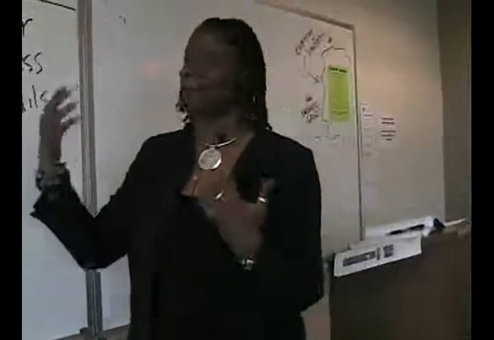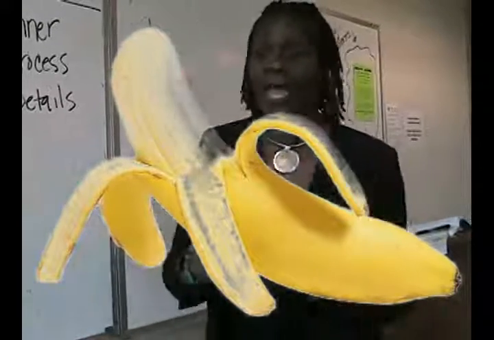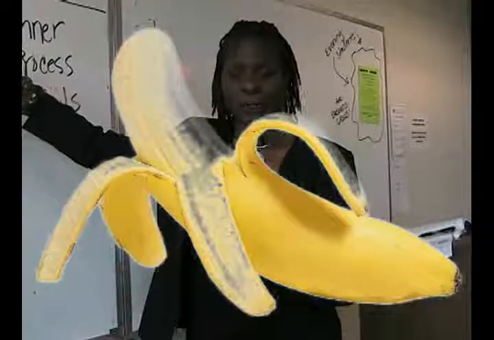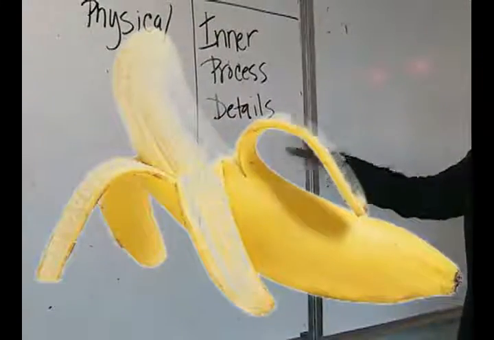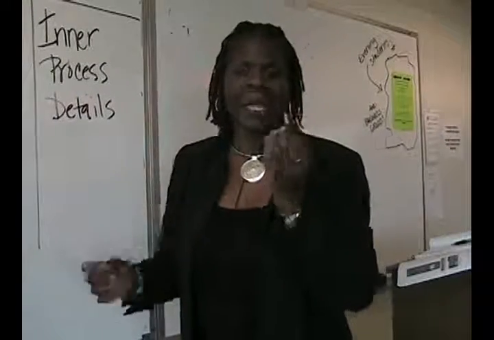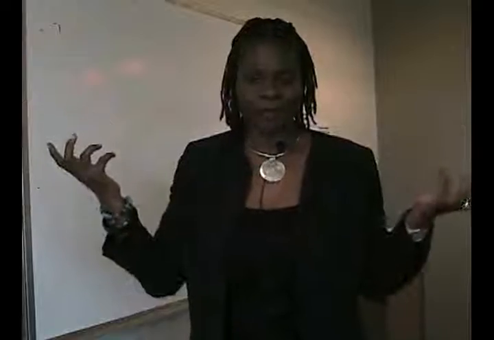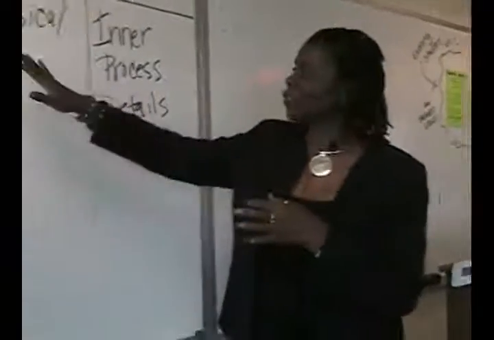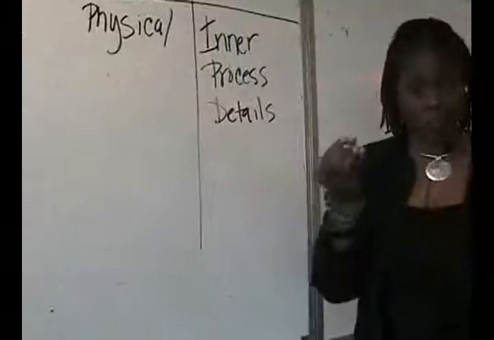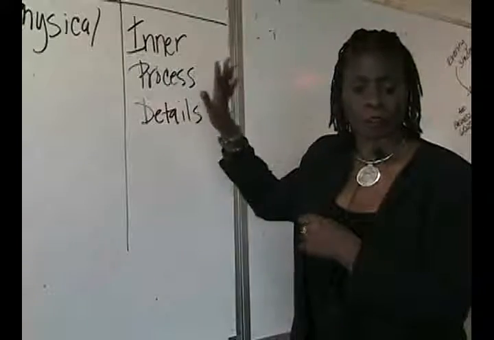Say, for example, I chose a banana. On the physical side, I would write, it's yellow, it's maybe 7 inches long, and it's edible, right? Physical. Inner process details, now I have to go a little bit deeper. A banana tastes sweet. A banana is good for my health. A banana is good for the environment, the growing of bananas. So you see the difference? One is physical, what you can see and touch and feel. The other is what you think about, how you perceive this fruit or vegetable.